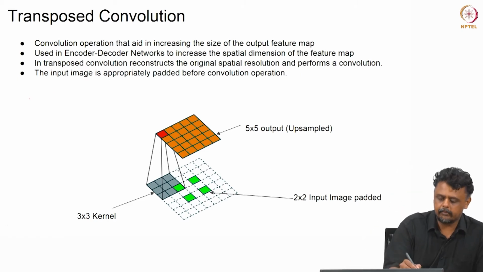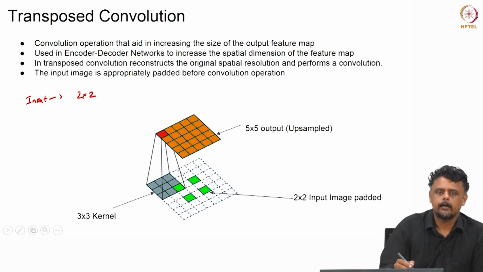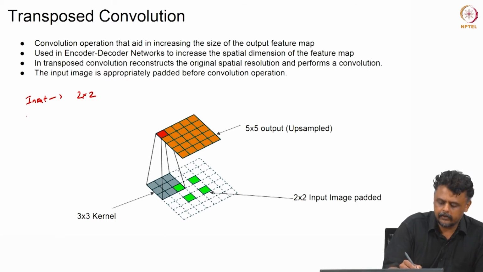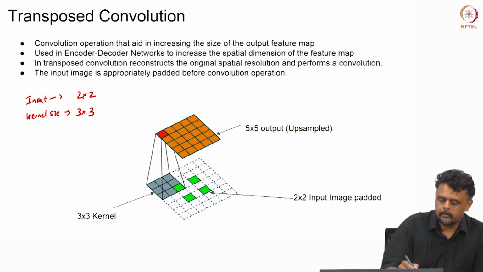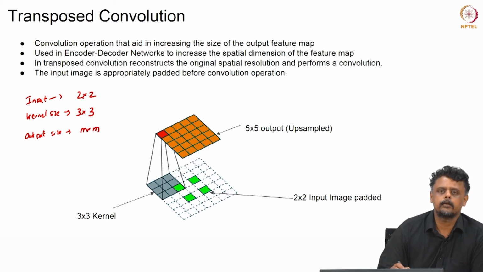Let us say the input feature map is of size 2 cross 2, and you have also been given a kernel size. Let us say this is a 3 cross 3. Now, we want to get a certain sized output. It is given, let us say this is some m cross m, we do not care.